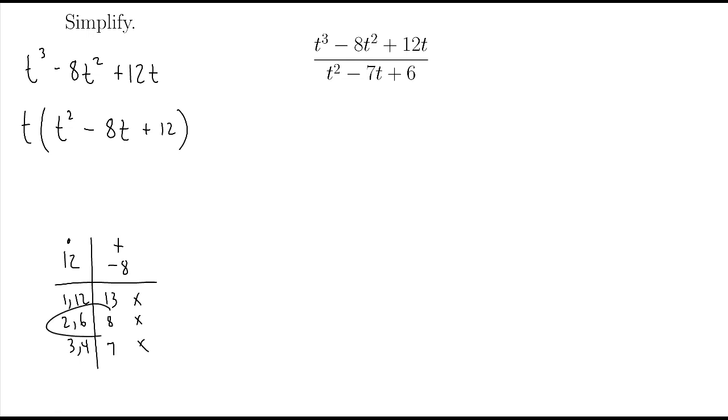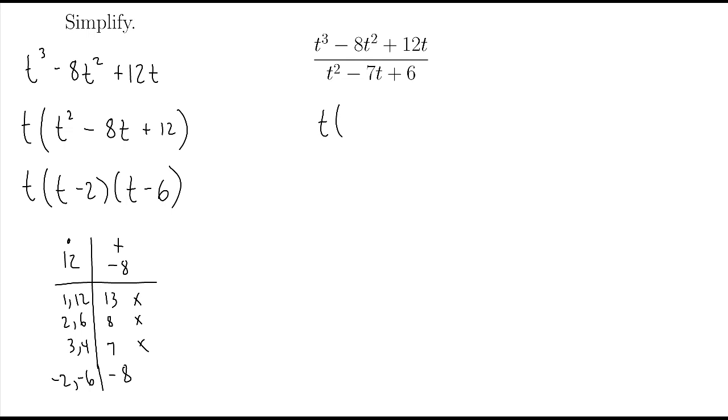But this is the closest one, 2 and 6. So what I'll do is use negative 2 and negative 6. Those multiply together to be positive 12, but they add together to be negative 8. So those are the numbers that I want. This factors as t times t minus 2 times t minus 6. That would be the numerator. t times t minus 2 times t minus 6.